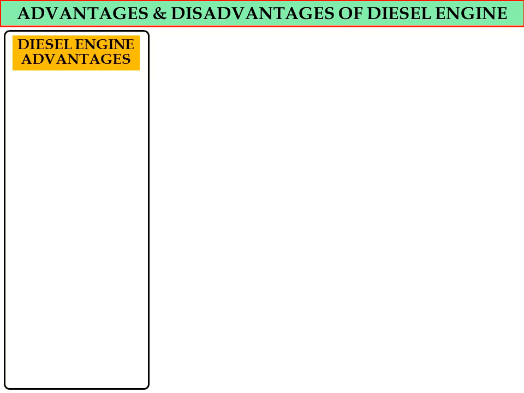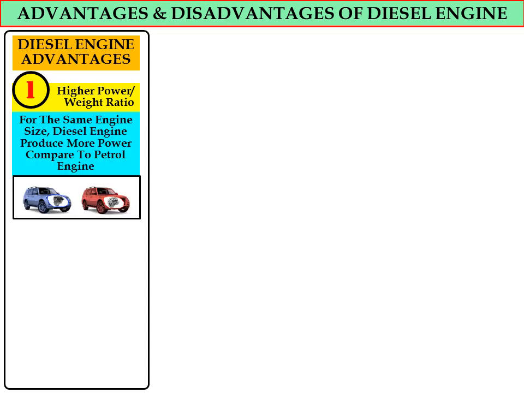So, diesel engine advantages. First, diesel engine has a higher power to weight ratio compared to petrol engine. This means that for the same engine size, if you compare between diesel engine and petrol engine, diesel engine will produce more power compared to petrol engine.